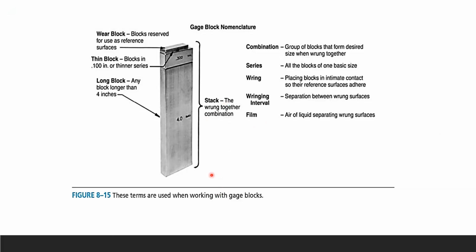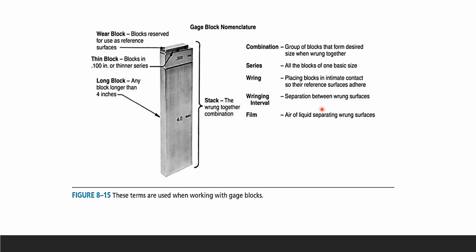Terminology is here in this picture. Then you can see the terms are used when working with the gauge block. So when you look at the gauge block nomenclature, that is your terminology. First, you definitely need to know combination. So that's a group of blocks that form a desired size when wrung together. Series, all the blocks of one basic size. So when you look at the set, your gauge block set in a little box, you're going to see different series in there based on their sizes.